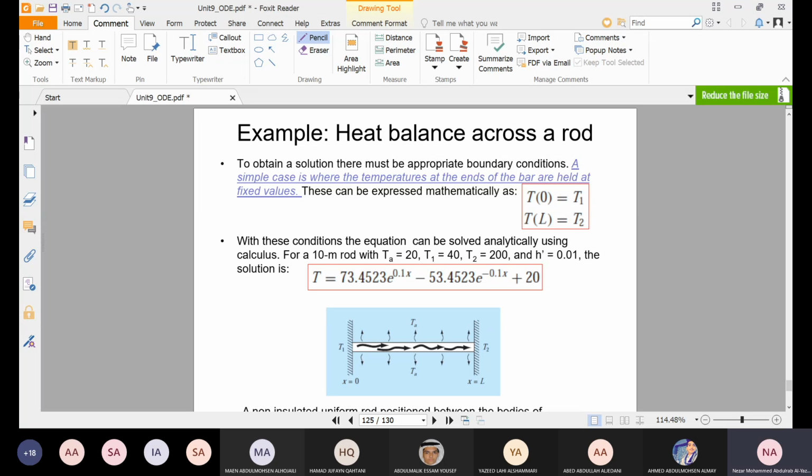So to obtain a solution for this one, the best way is to use finite difference. To obtain the solution, we need two boundary conditions for the temperature at the ends of the bar. The temperature at the end of the bar should be known. We have the temperature at x equal 0, and we have the temperature at x equal L. So by using this condition, we can solve the equation either by using analytical solution or by using numerical solution.